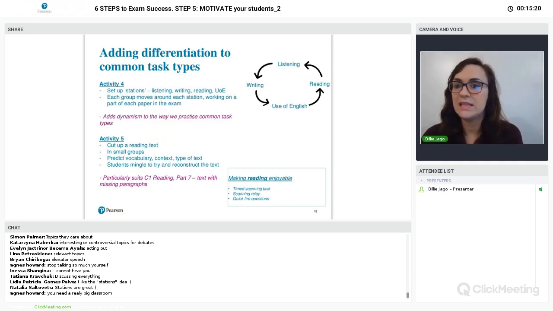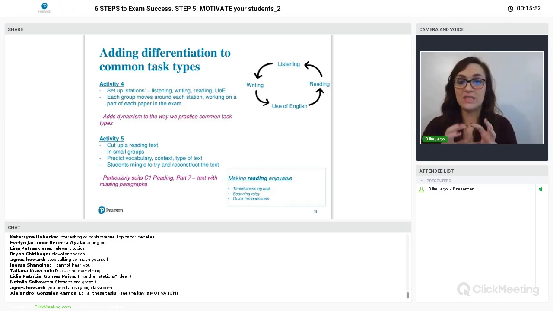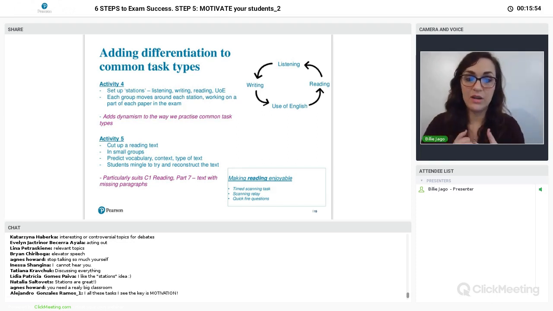So for making reading a bit more enjoyable, here we've got another activity. We can cut up a reading text and give each paragraph to small groups, including extra paragraphs that might be missing, for example, in reading part 7 of the advanced. This way they can predict what the whole text would be about, predict some vocabulary they might find in it, and what might come before or after each paragraph, which is the aim of the task itself. This can then become a mingle where the aim is for the whole class or larger groups, if you prefer, to reconstruct the text, including the missing paragraphs. And this can then be checked as a whole class, and the class can explain which paragraph they left out and why.